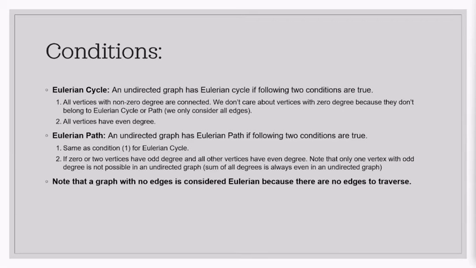For an Eulerian path, the first condition matches the one from the Eulerian cycle, and the second states: 0 or 2 vertices have odd degree and all other vertices have even degree. Note that only one vertex with odd degree is not possible in an undirected graph. The sum of all degrees is always even in an undirected graph. Please note that a graph with no edges is considered Eulerian because there are no edges to traverse.